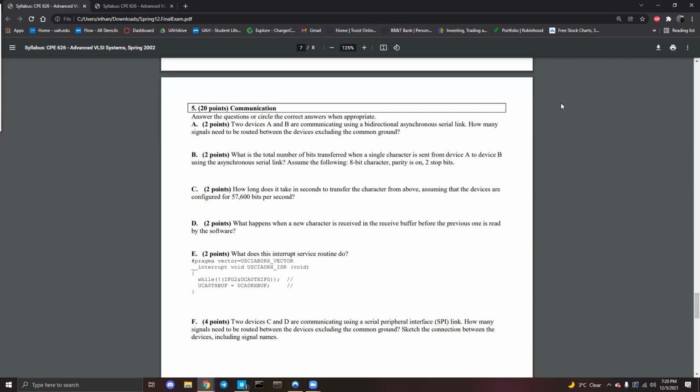D. What happens when a new character is received in the receive buffer before the previous one is read by software? You lose a character, but a buffer overrun error bit will be set. Now, I could shove in 1 million bits by some miracle, and it would only set that flag once. So there's no way to know how many bits you've lost. All it's going to tell you is that whatever you received isn't what you wanted. So you should probably resend the message.